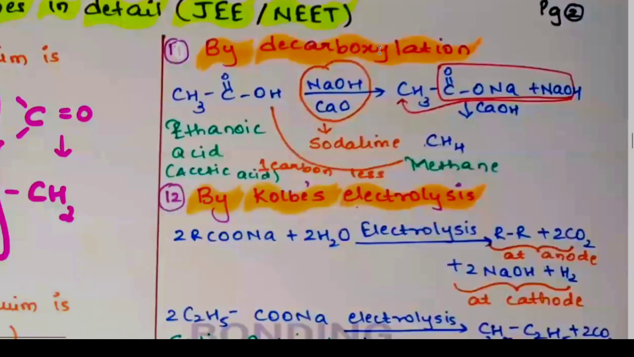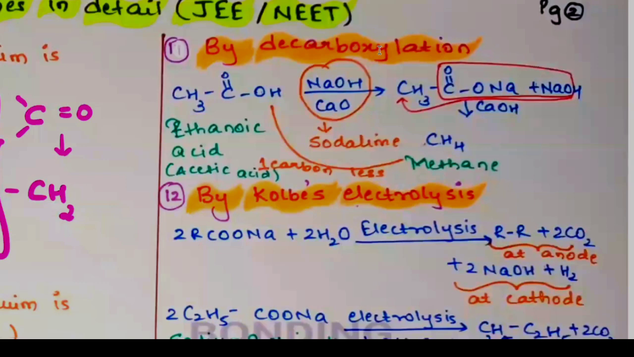Now, the next reaction is by decarboxylation. Decarboxylation is nothing but removal of CO2 from carboxylic acid. In this reaction, we will be using soda lime, which is nothing but the mixture of NaOH and CaO. Now, the role of CaO, that is calcium oxide, along with NaOH, is that it keeps NaOH, which is hygroscopic, in dry form and helps it in fusion.